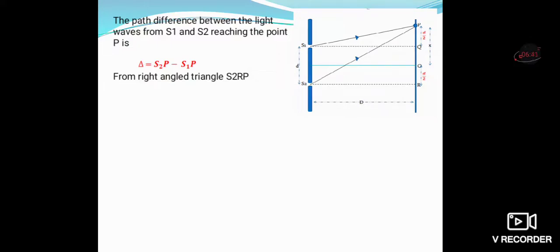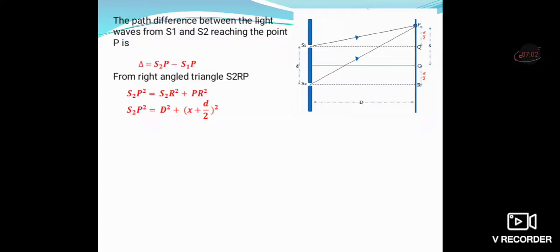According to the Pythagoras theorem, we have to write the equation now, that is S2P square is equal to S2R square plus PR square. So S2P square is as it is. What is our S2R square? S2R is d, so it is d square plus PR square.